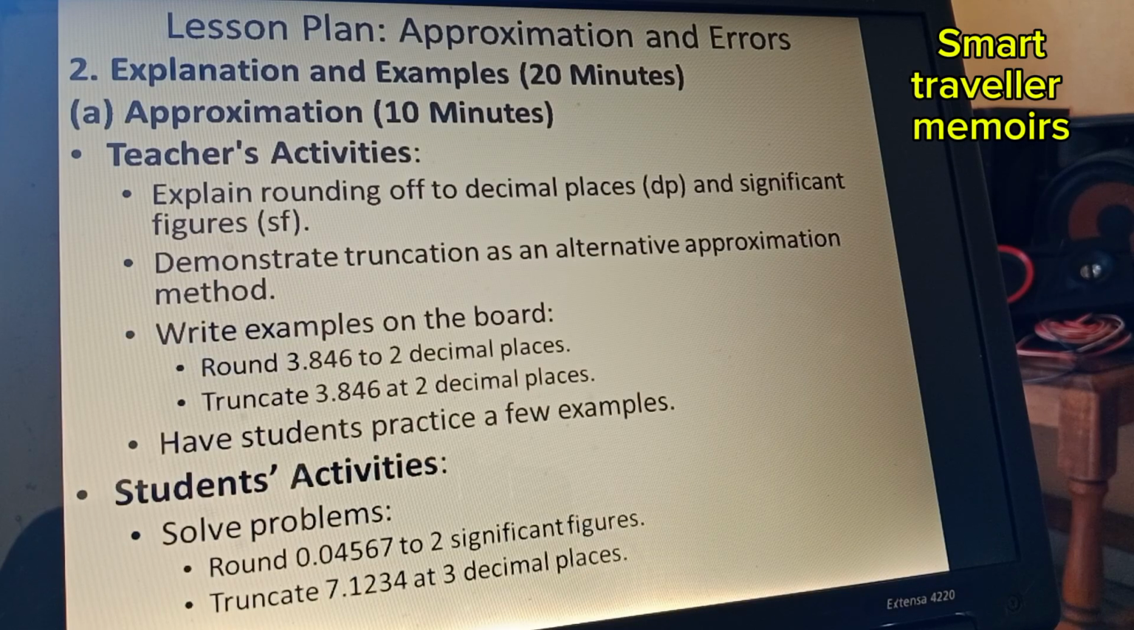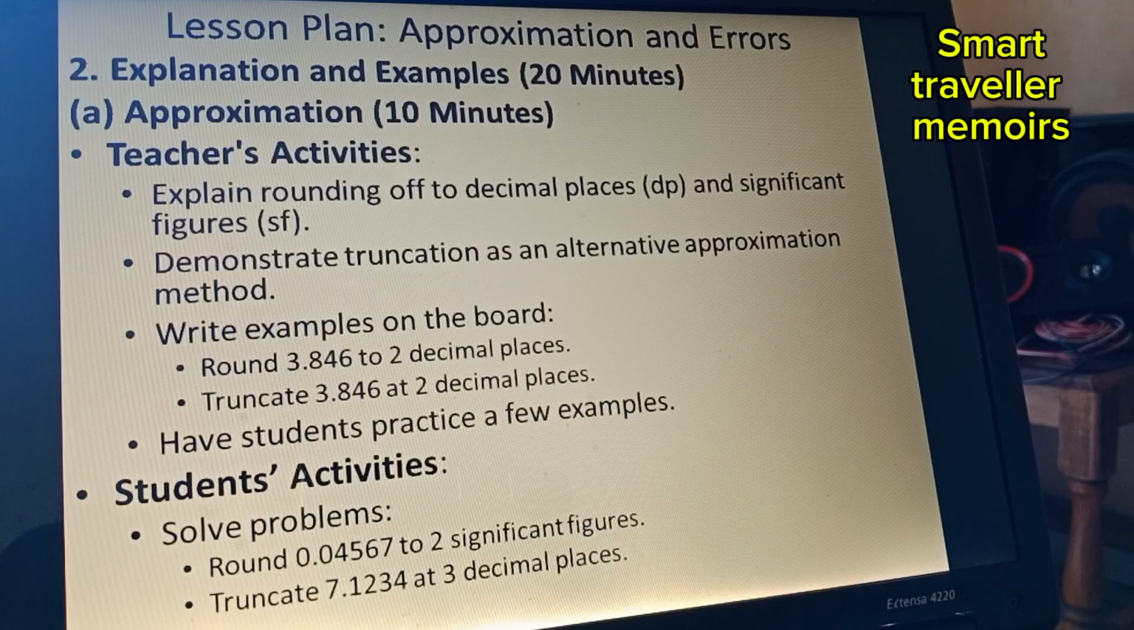demonstrate truncation as an alternative approximation method, write examples on the board: round 3.846 to 2 decimal places, truncate 3.846 at 2 decimal places. Have students practice a few examples.